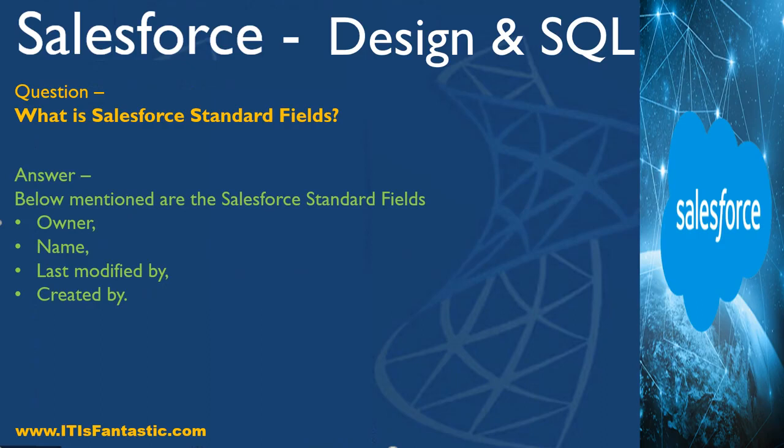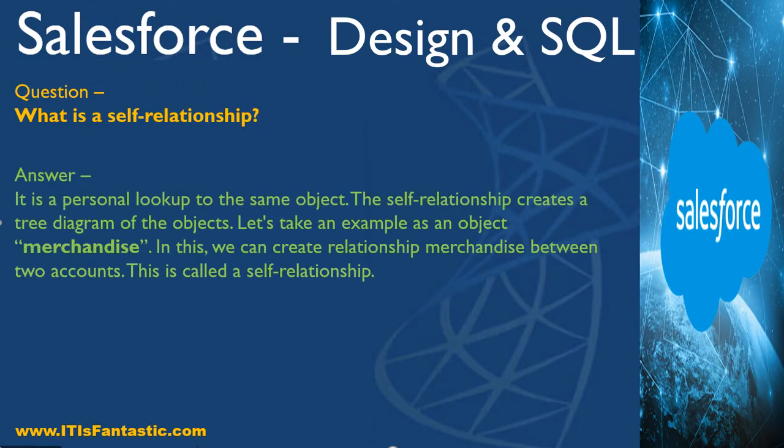What are Salesforce standard fields? Salesforce standard fields are fields such as owner, name, last modified by, created by. What is a self relationship? It is a lookup to the same object. The self relationship creates a tree diagram of the object.